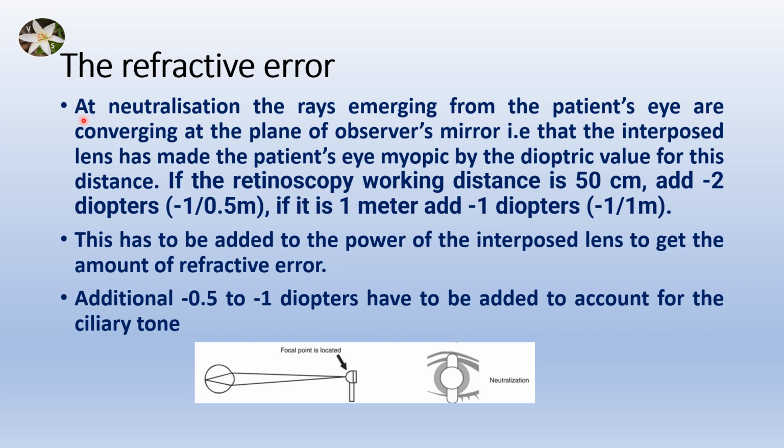At neutralization, the rays emerging from the patient's eye are converging at the plane of the observer's mirror. That is, the interposed lens has made the patient's eye myopic by the dioptric value for this distance. If the retinoscopic working distance is 50 centimeters, add -2 diopters, and if it is 1 meter, add -1 diopter to the interposed lens power. An additional -0.5 to -1 diopter has to be added to account for the ciliary tone.